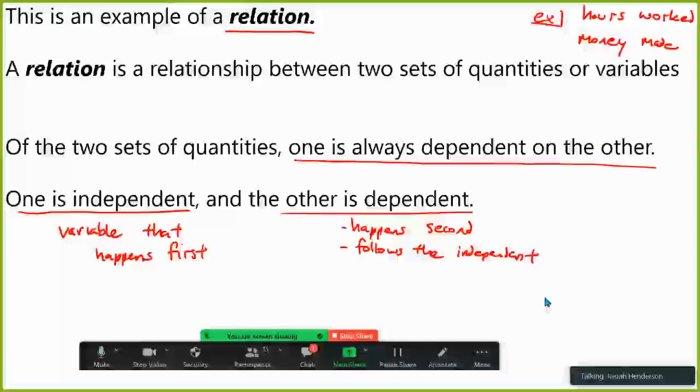So let's now look back again at the story of Brianna and her babysitting for a certain number of hours and making money. Our two variables are the money made and the hours worked. Which one do you think is the independent? Which one of those is happening first? The money making or the hours worked? Any thoughts? Which one's first? Which one's second? Which one's independent? Which one's dependent?